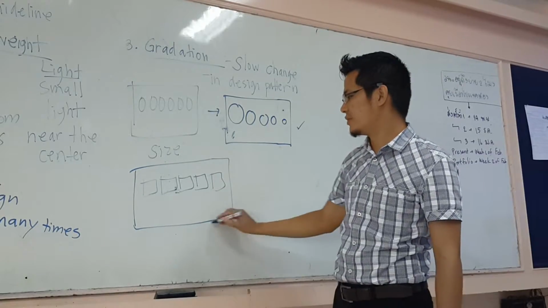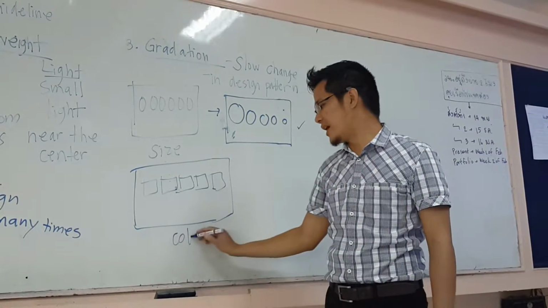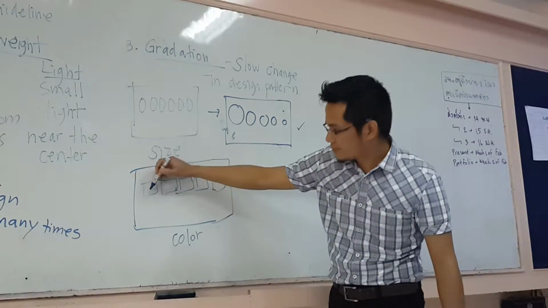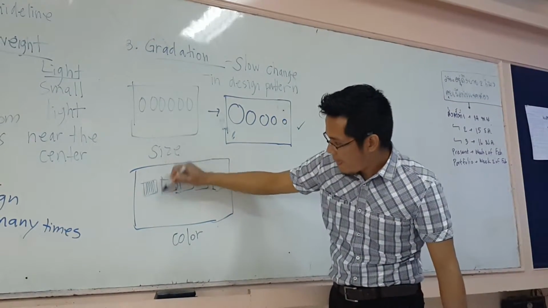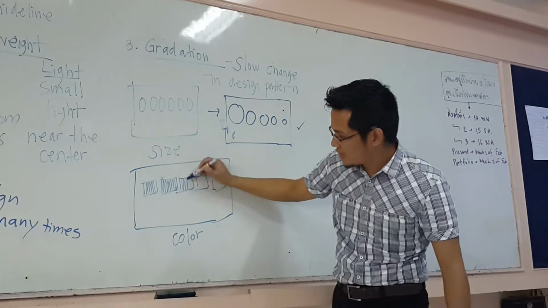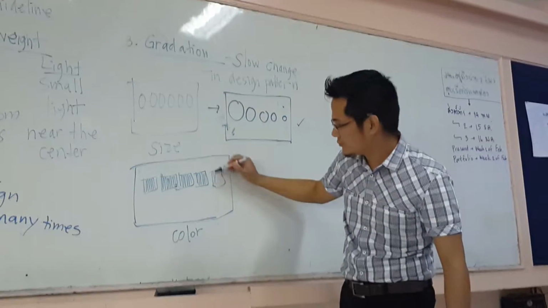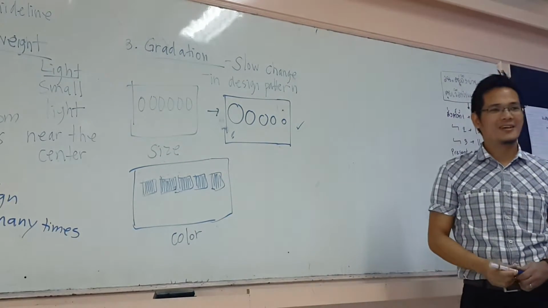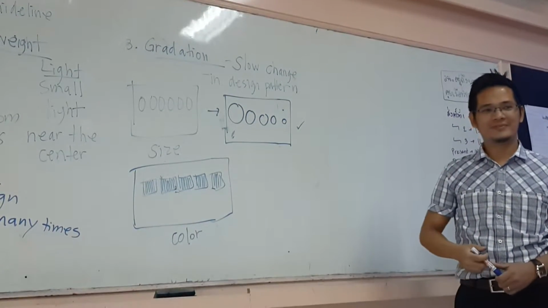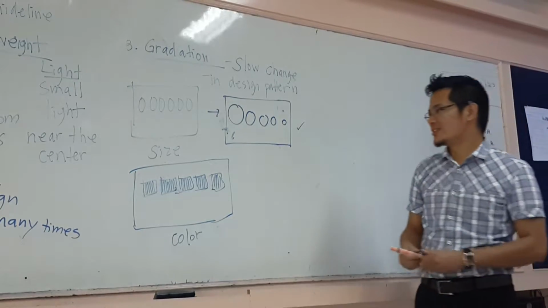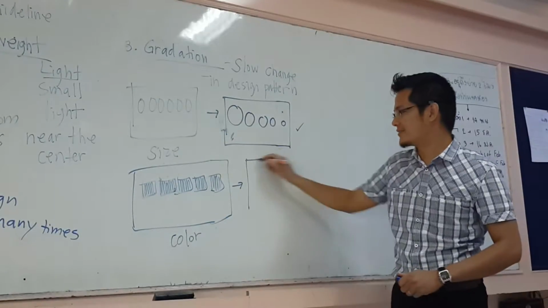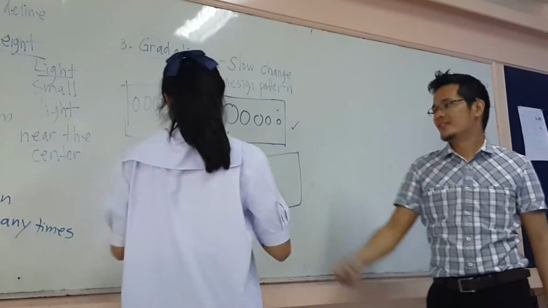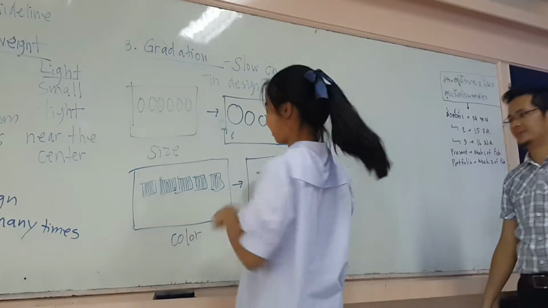5 squares. So let's apply gradation in color. In this picture, the colors will be the same. Same color. So show me how you can apply gradation by changing the colors.